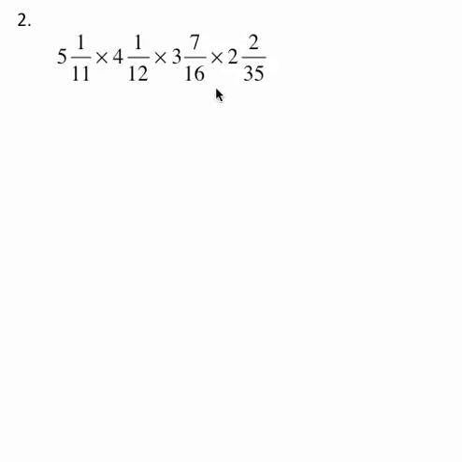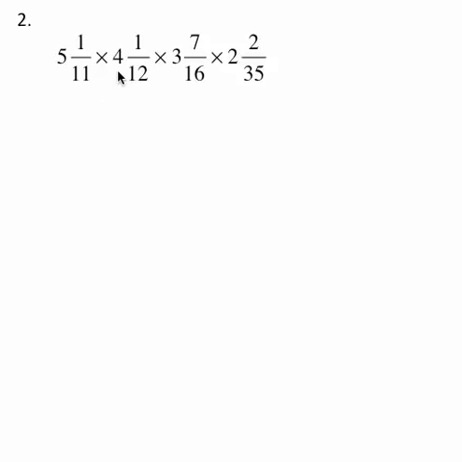Alright, here's a nice multiplication question. We have 5 and 1/11 times 4 and 1/12 times 3 and 7/16 times 2 and 2/35. Now the 1/11 doesn't reduce, the 1/12 doesn't reduce, the 7/16 doesn't reduce, and the 2/35 doesn't reduce. Okay, if it did, we would.